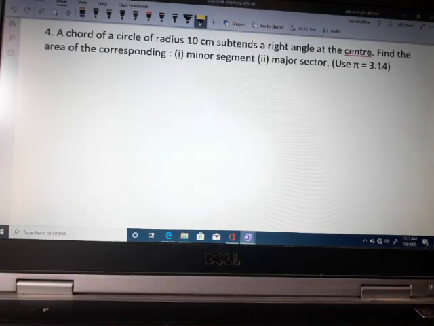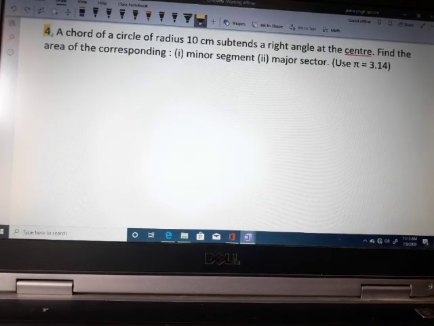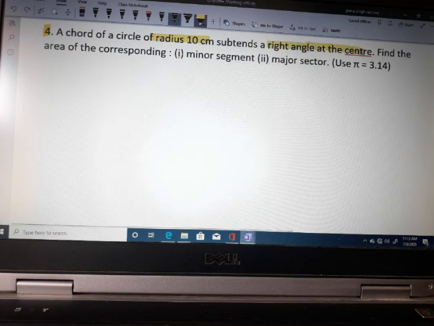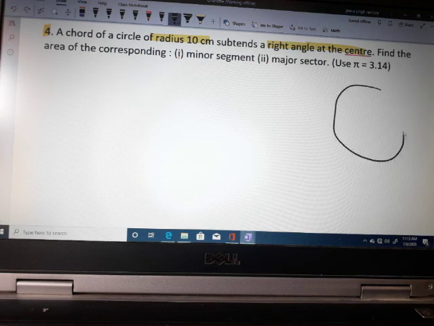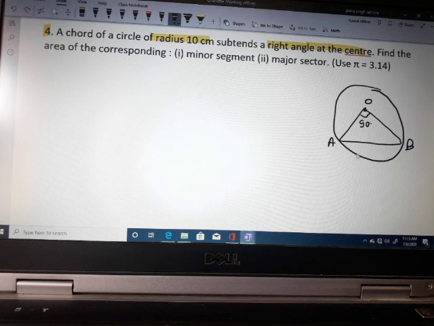Next question, question number 4. The chord of a circle of radius 10 cm subtends a right angle at the center. Simply, there is a circle with a sector, and the angle at the center is 90 degree. This is the center of the circle. Suppose this is the chord AB. Find the corresponding minor segment and major segment.